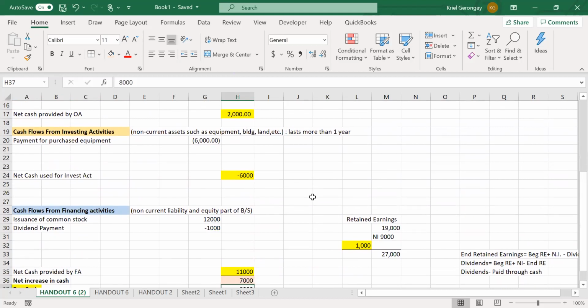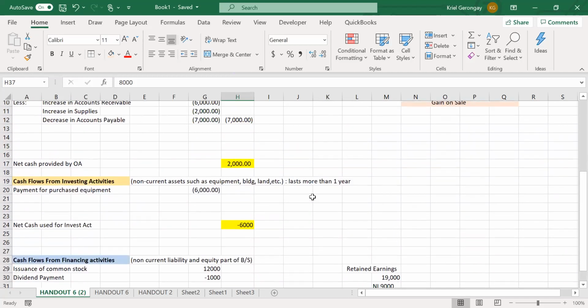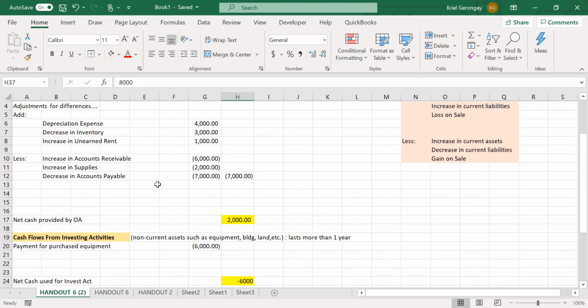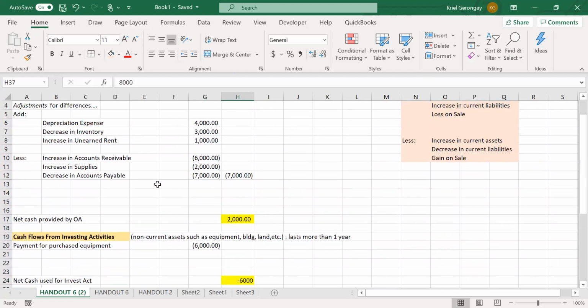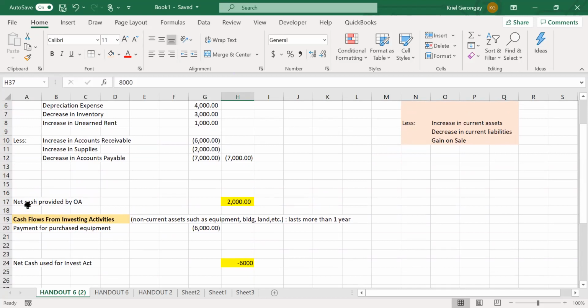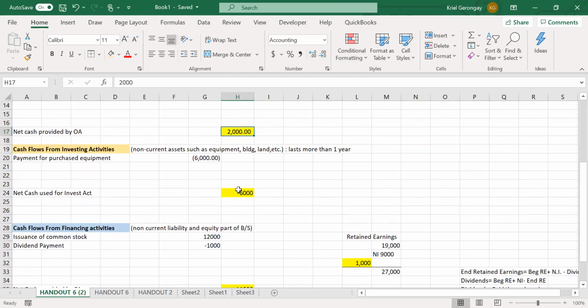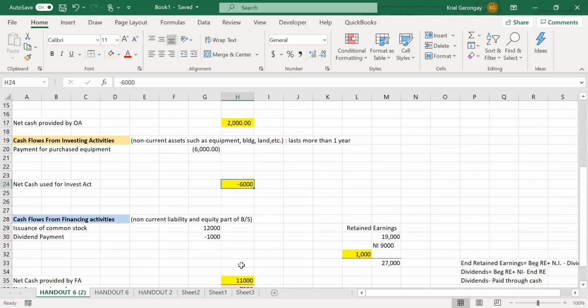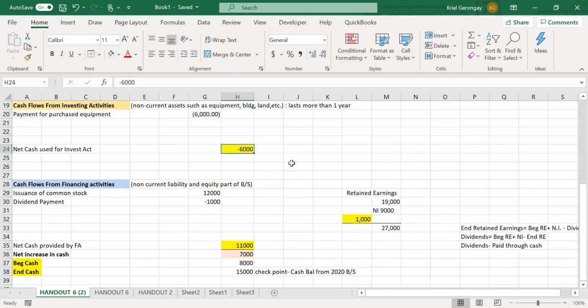Yeah, because since everything now is online, what I can see him doing in your test is that maybe he'll ask you, for example, given this information, what is the net cash provided by operating activities? So you have to really get your numbers correct in order to get that correct answer. So Susie, where did you get the 1,000?